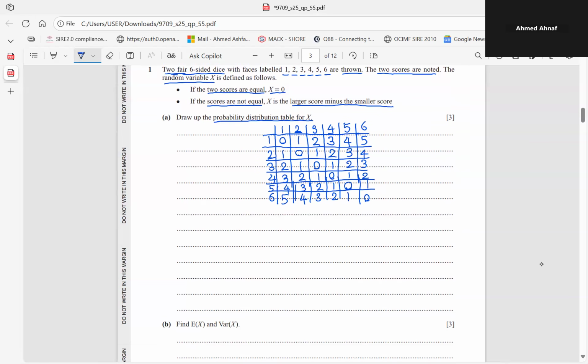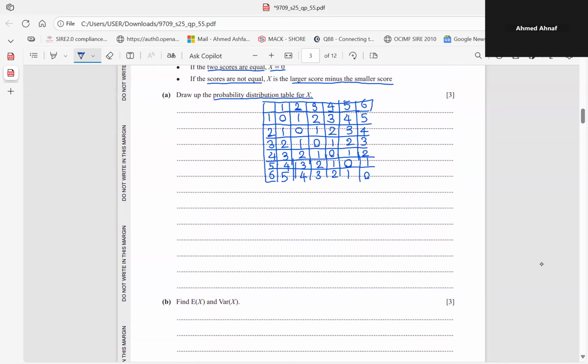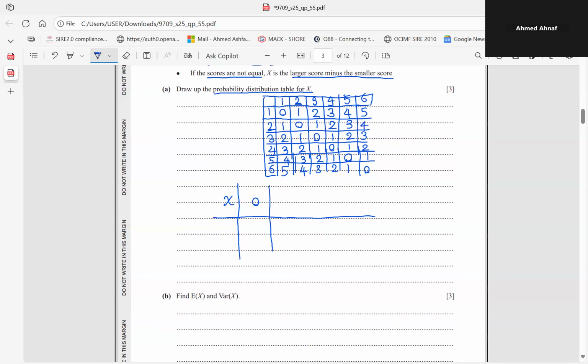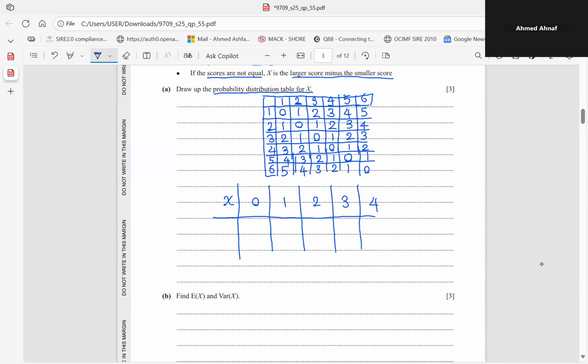These are the possible values for X. Now we know the possible values, so we can start to draw our probability distribution table. Let's list down all the possible values of small x first. So we have 0, 1, 2, 3, 4, and lastly 5.